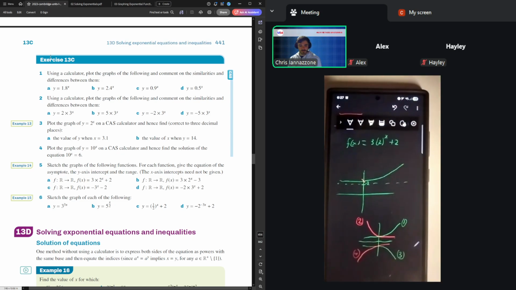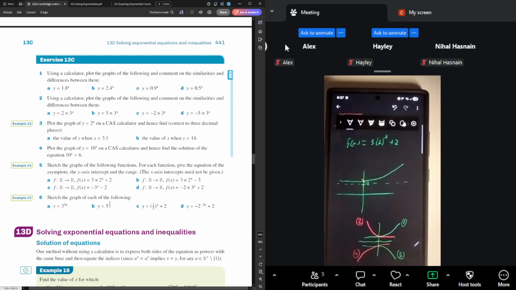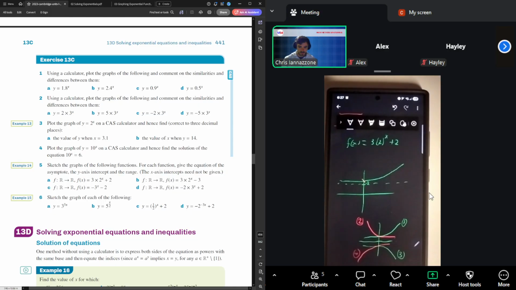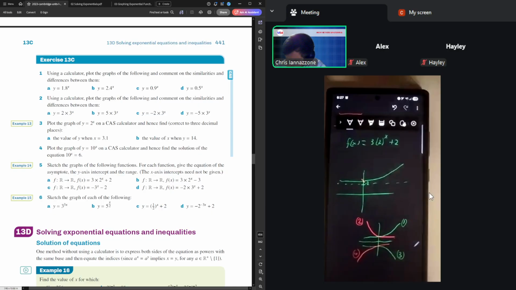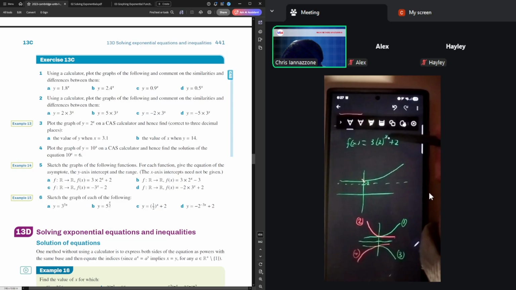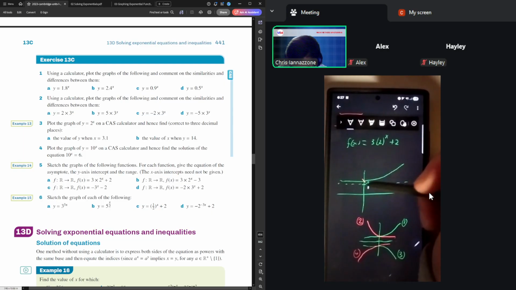How are we going to get our y-intercept? Is the y 6? I think it looks like 5, but let me just double check. So for the y-intercept, we're going to let our x equal 0, because that's where it is. Yeah, okay, you got 5 as well.